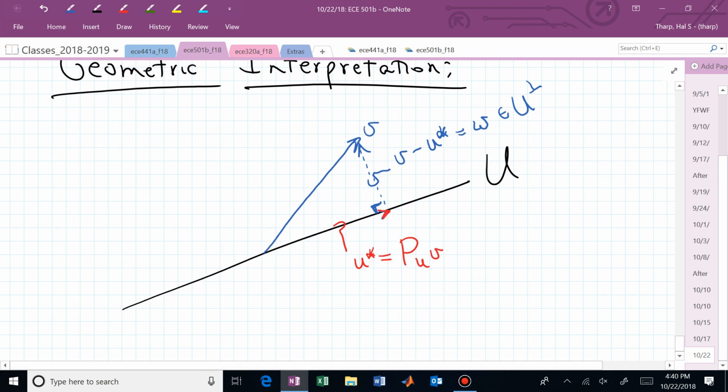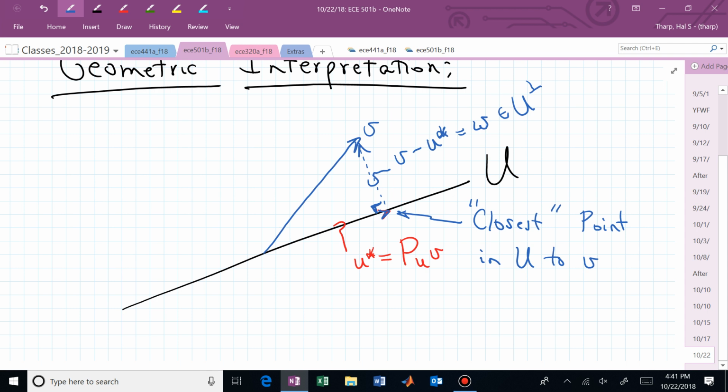Where this is the closest point in my subspace U to V. If somebody moves away from that tip of the arrow on U, do you see that the length of that line is going to be longer than W, as I've written here? And it's not perpendicular, is it? So now any place along U, I can get to V, but it's not perpendicular, and so it's longer than that perpendicular projection.